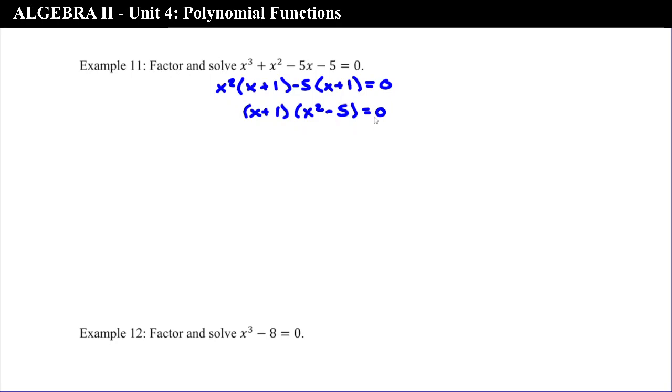We can't factor either of those any further, so we're going to set them both equal to 0 independently, so we can solve for our values of x. Over here we get x equals negative 1, and then in the other one we get x squared equals positive 5. So x equals plus or minus the square root of 5.